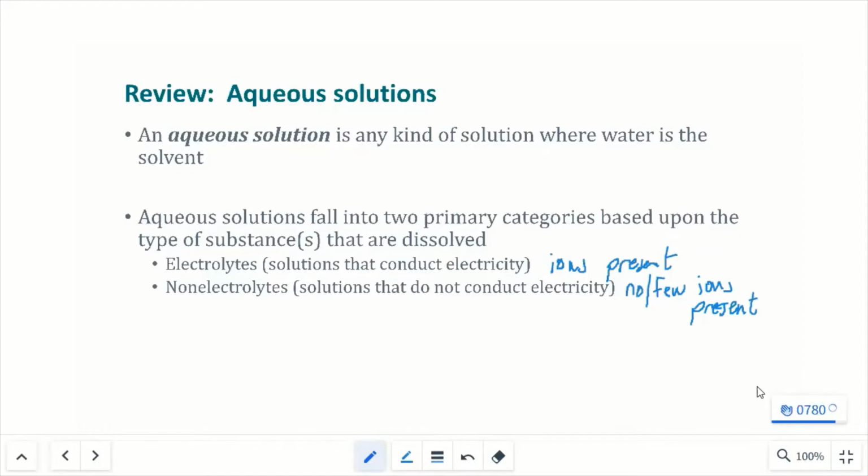So whether something is an electrolyte or a non-electrolyte has everything to do with ions. If the substance has ions in it, or if, when dissolving, it breaks apart into ions, then we will find that that solution conducts electricity. If it doesn't break down into ions, or maybe it breaks down into just very, very few, we'll find that it doesn't conduct electricity at all.